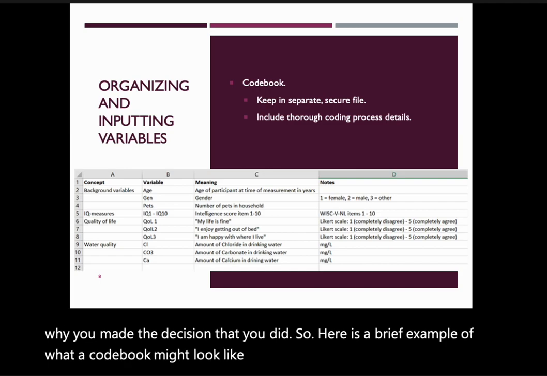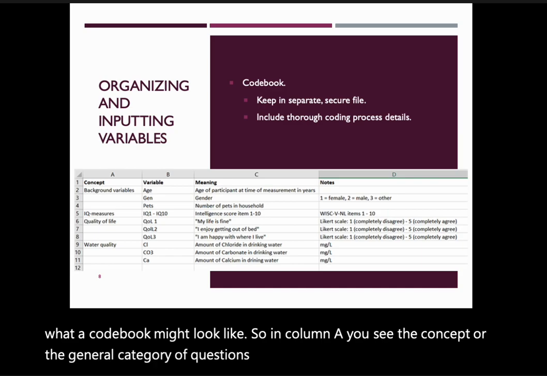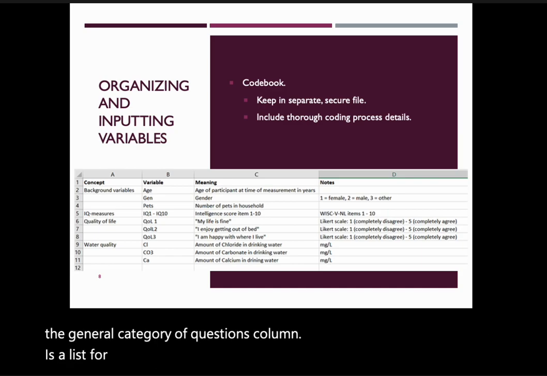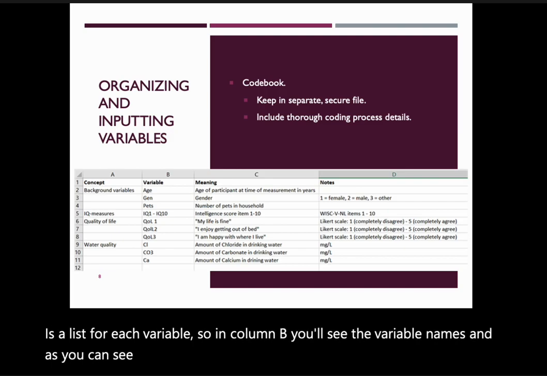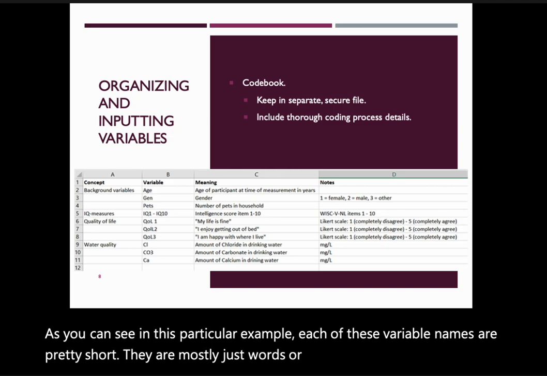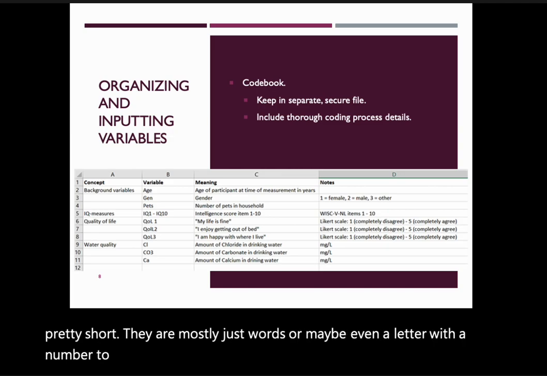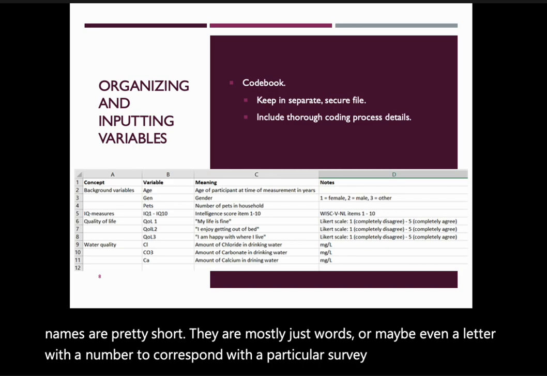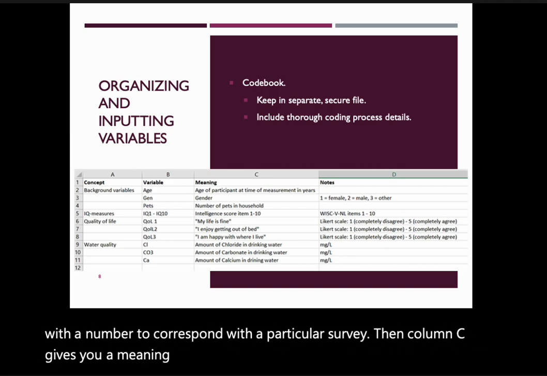So in column A, you see the concept or the general category of questions. Column B is a list for each variable, so in column B, you'll see the variable names. And as you can see in this particular example, each of these variable names is pretty short. They are mostly just words or maybe even a letter with a number to correspond with a particular survey. Then column C gives you a meaning or a reason why you've chosen that option or what the question is asking.